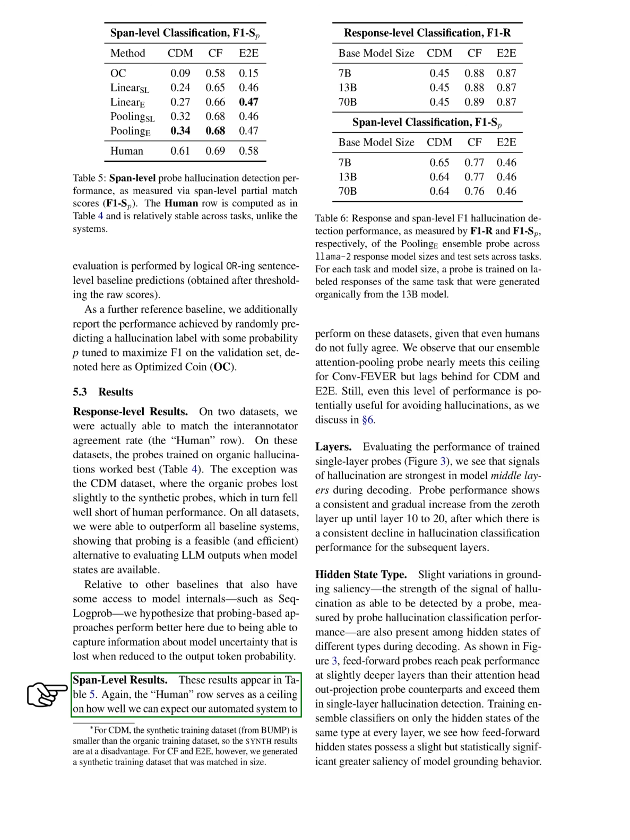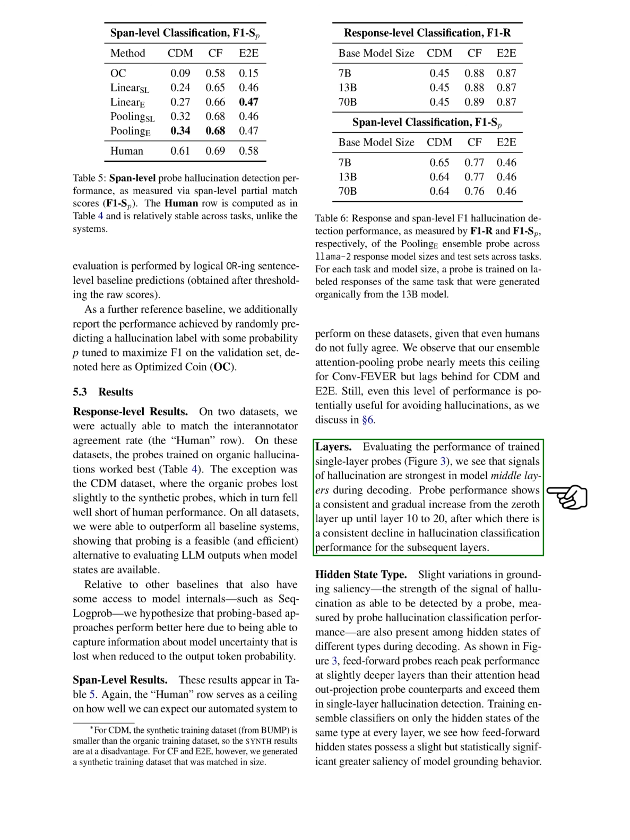We found that our ensemble attention pooling probe nearly met the human agreement rate for one dataset but lagged behind for others. However, even this level of performance could be useful for avoiding hallucinations. When evaluating the performance of trained single-layer probes, we found that signals of hallucination were strongest in the middle layers of the model during decoding.